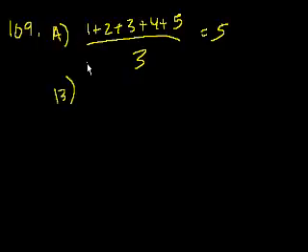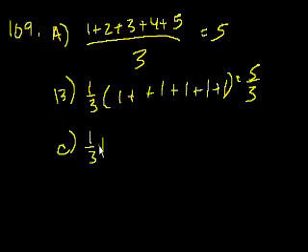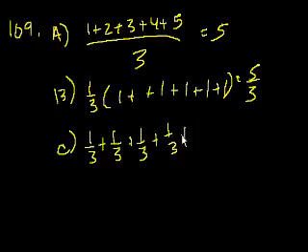B. 1/3 times 1 plus 1 plus 1 plus 1 plus 1. Well, that's 1/3 times 5, so this is equal to 5/3. So after we see the next answer, we should know where we're going. So the next answer, we have 1/3 plus itself 5 times, right? 1/3 plus 1/3 plus 1/3 plus 1/3 plus 1/3. Well, that's 5 times 1/3, so that's also equal to 5/3.